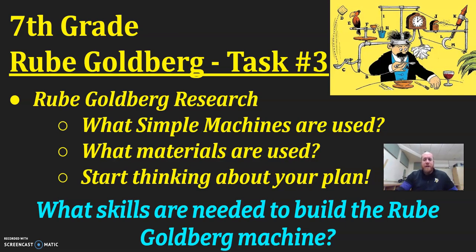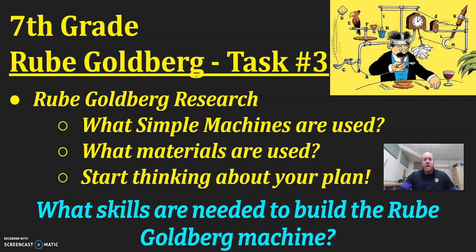And then we want to start thinking about our plan, about what we're going to do to create our Rube Goldberg device. And so our essential question that we're going to answer as we do some research today is, what skills are needed to build our Rube Goldberg machine? As we do some research and we see what's out there, what are some of the skills and the things that I am going to have to be able to do in order to make this work and create something? All right, so that's task number 3.